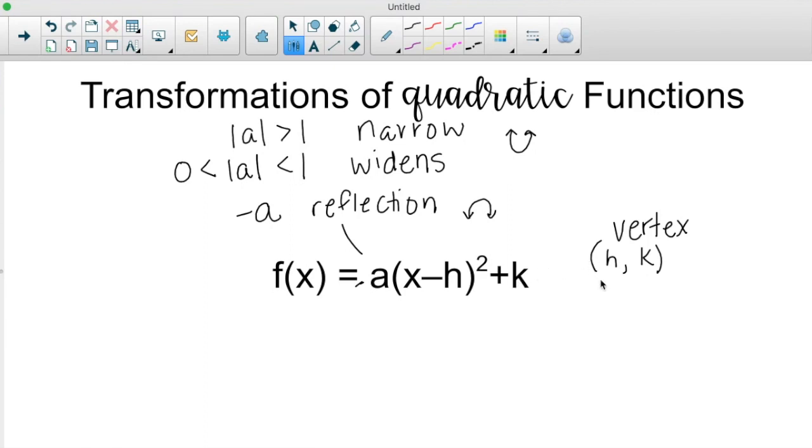Okay, so h tells you this is a horizontal change. That means it's going to shift to the left or right. So your parabola from the parent function would go to the left or go to the right. If you have a number for k, that is a vertical shift, which means your parabola is either going to move up or down the y-axis from the parent function.